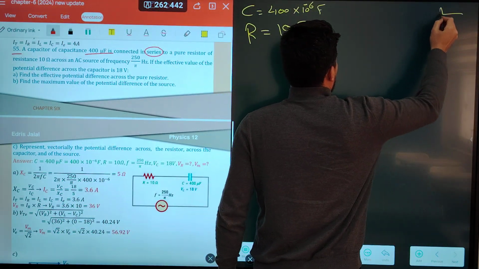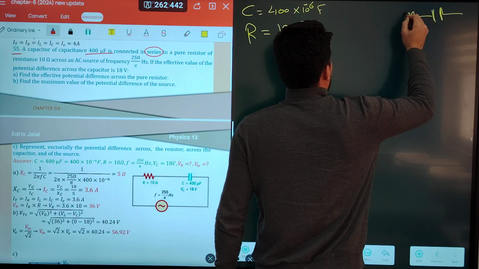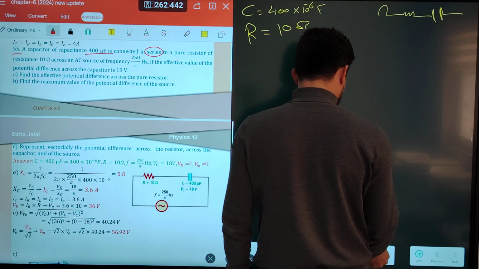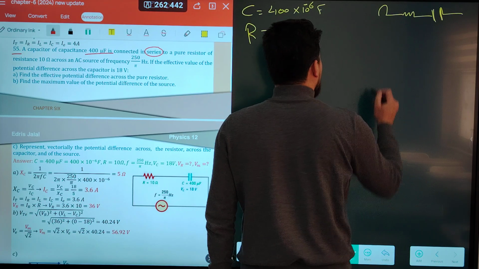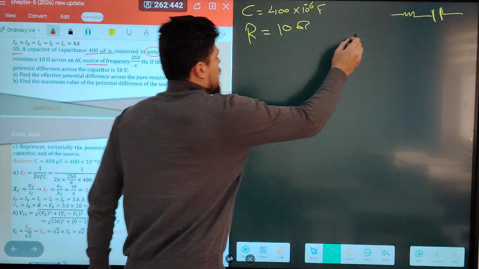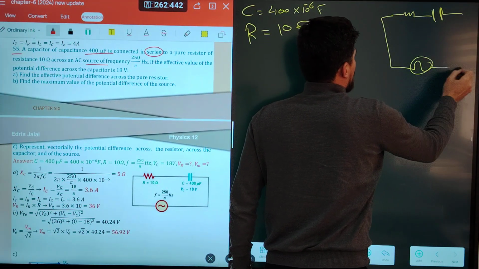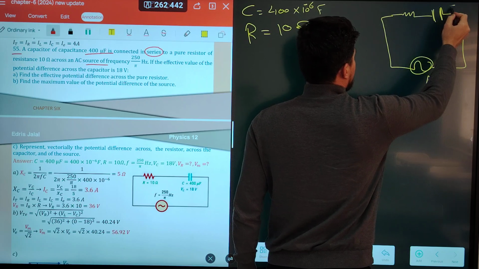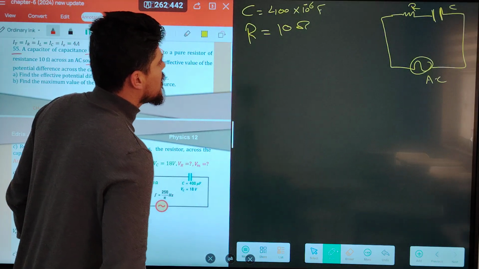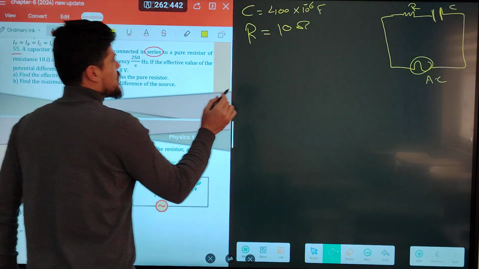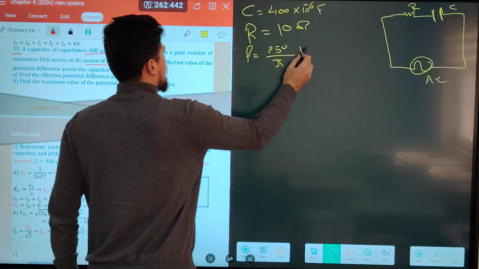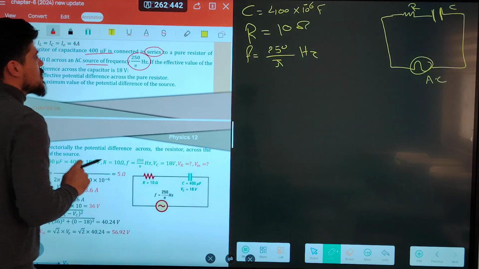Okay, it means that we have capacitance and resistance, and I think we have only capacitance and resistance across connected with the AC source. This is capacitance and this is resistance. Both the capacitance of the capacitor and the pure resistance are given in this question. The frequency of the source is equal to 250 over pi hertz. So this is the frequency of this source.